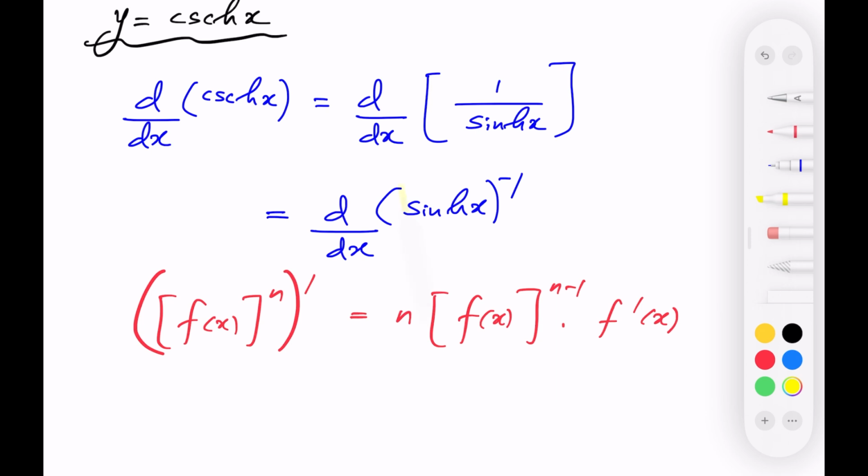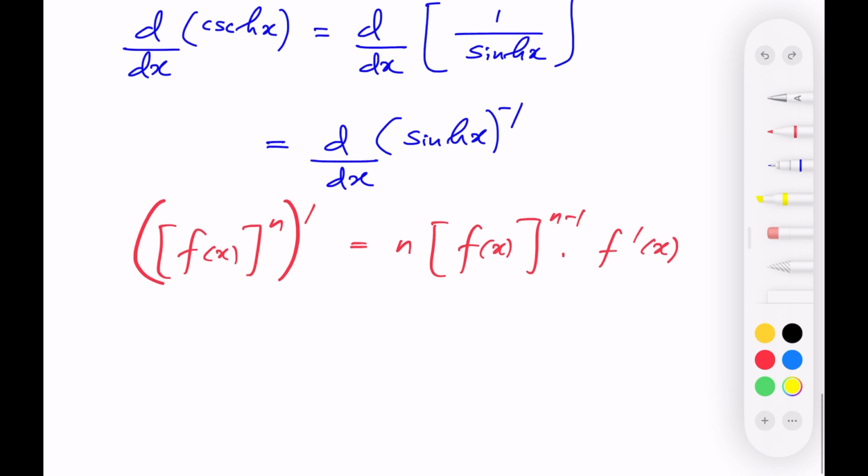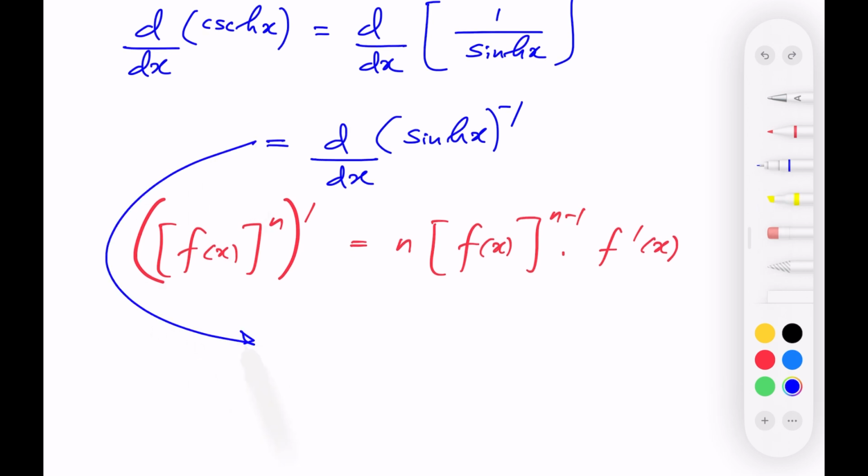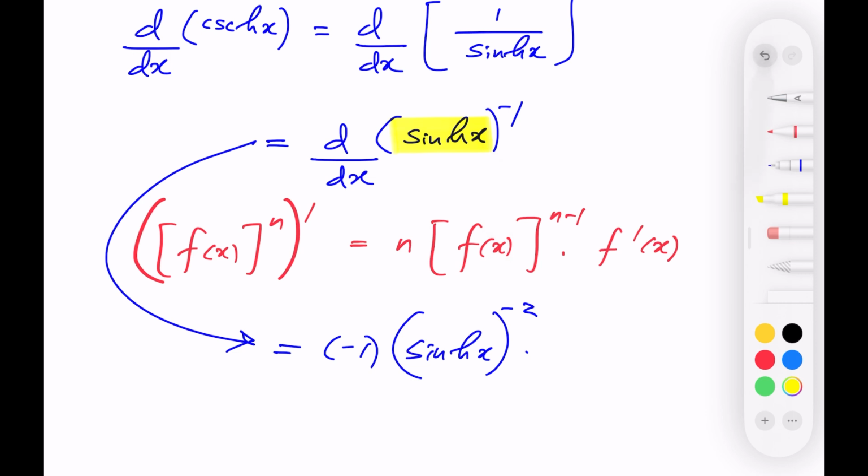So I need to identify sin x as my function f of x, and n is equal to -1. Now we will apply the power rule and differentiate that. When I differentiate it, I get n times f of x raised to the n minus first power. Since n is equal to -1, it's going to be -1 times sinh x raised to the negative second power times f prime x. f of x is sinh x. The derivative of sinh x is equal to cosh x.